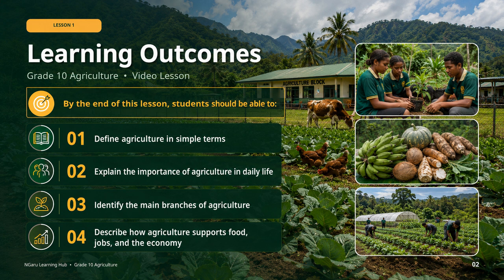By the end of this lesson, students should be able to define agriculture in simple terms, explain the importance of agriculture in daily life, identify the main branches of agriculture, and describe how agriculture supports food, jobs, and the economy. As you watch this lesson, think about your family and community and how agriculture helps people live, work, and earn income.